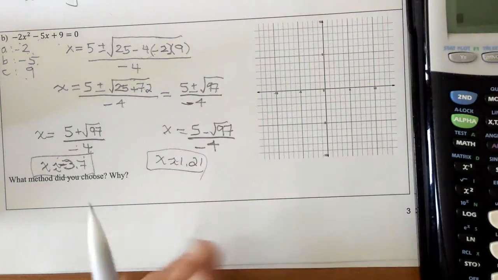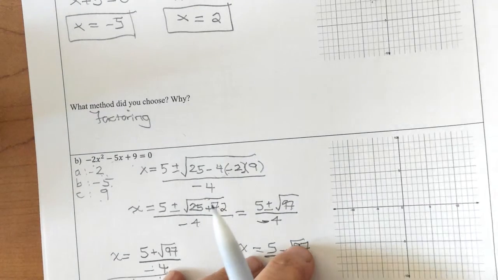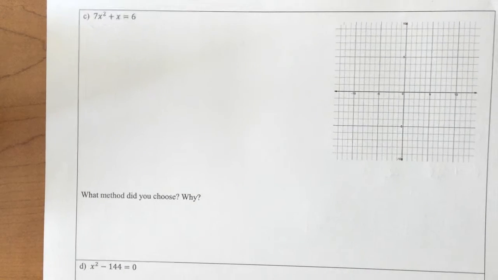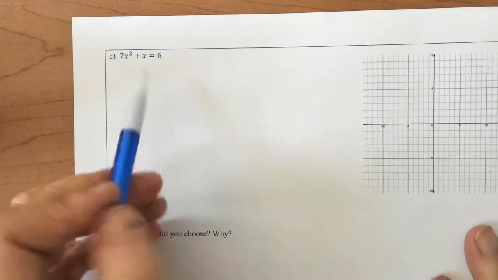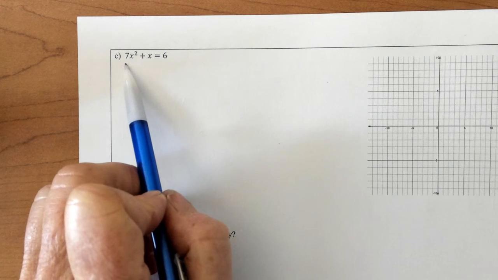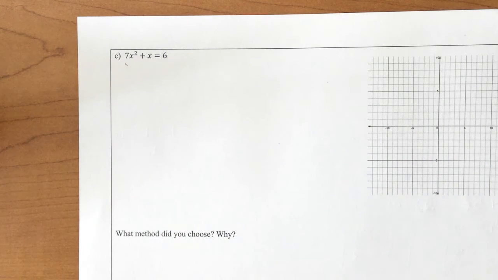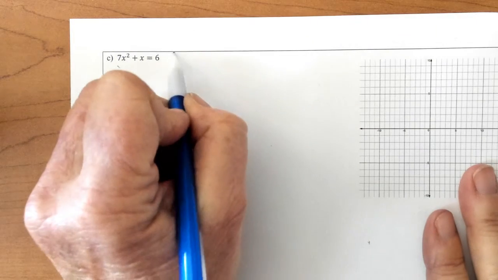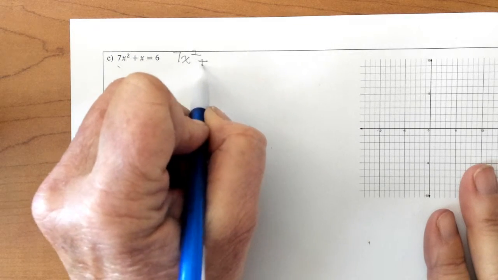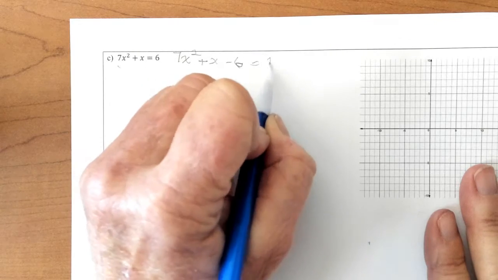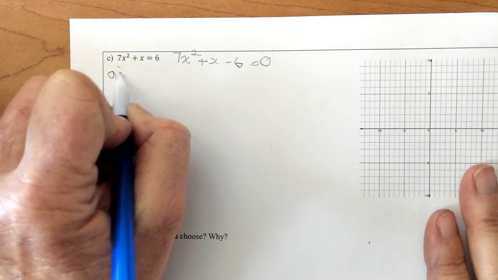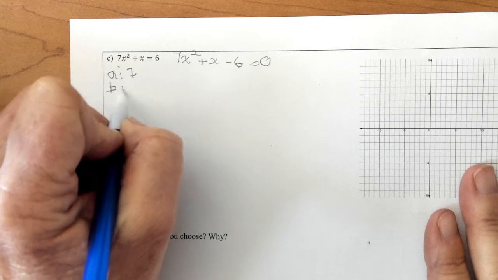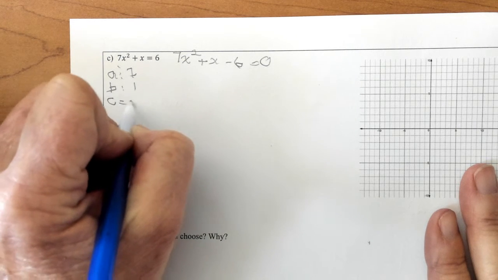Okay. So now I'm going to move on, and I'm going to look at letter C, just on the back side right here. So again, I see that I've got that coefficient of 7. So the minute I've got these large coefficients, I'm definitely moving towards using the quadratic. Well, remember, I need standard form, so I'm going to rewrite this as 7x squared plus x minus 6 equal to 0. Identify a, b, and c. A is 7, b is 1, c is negative 6.